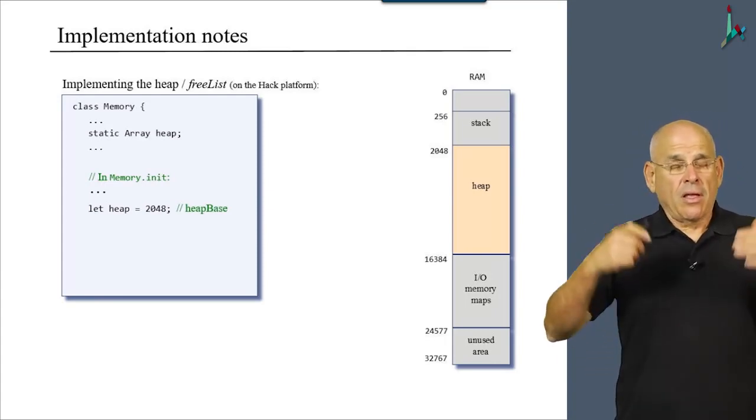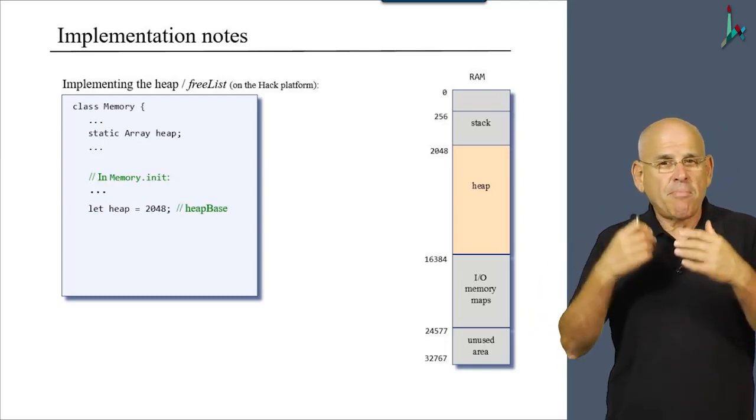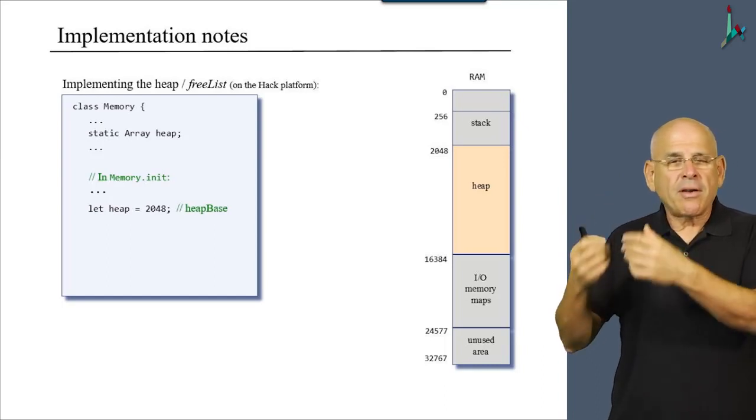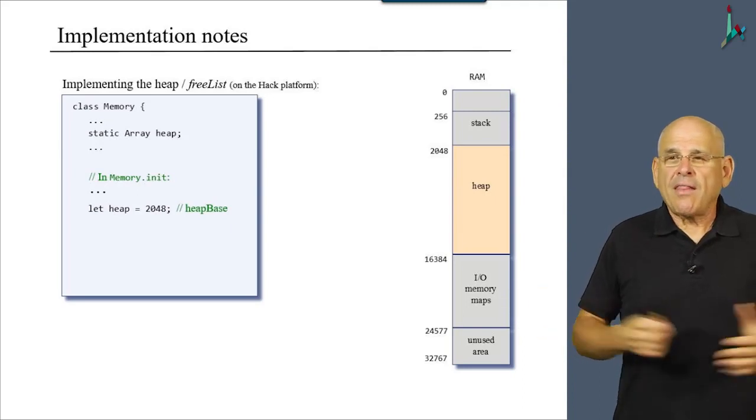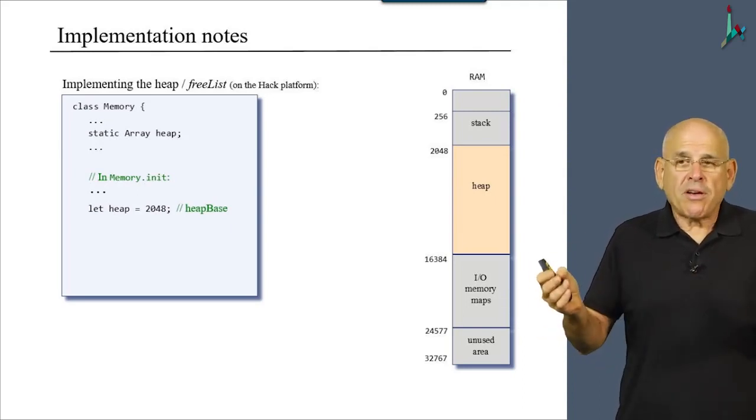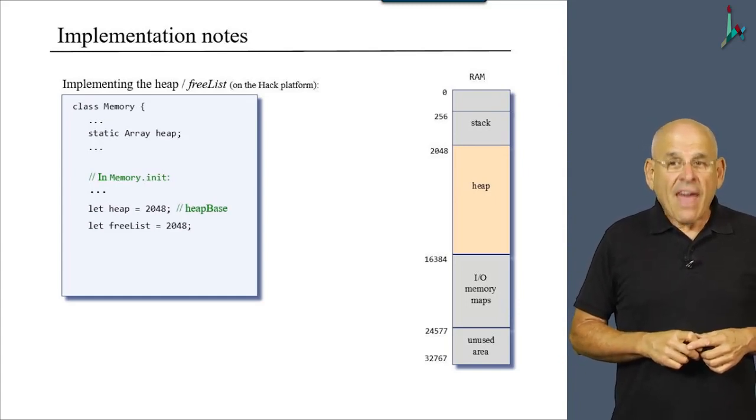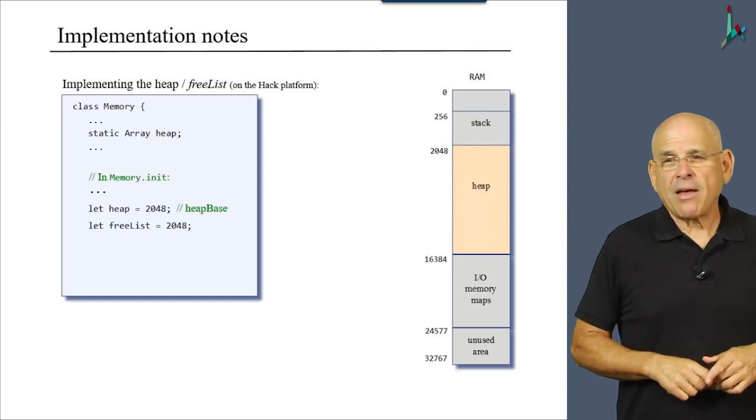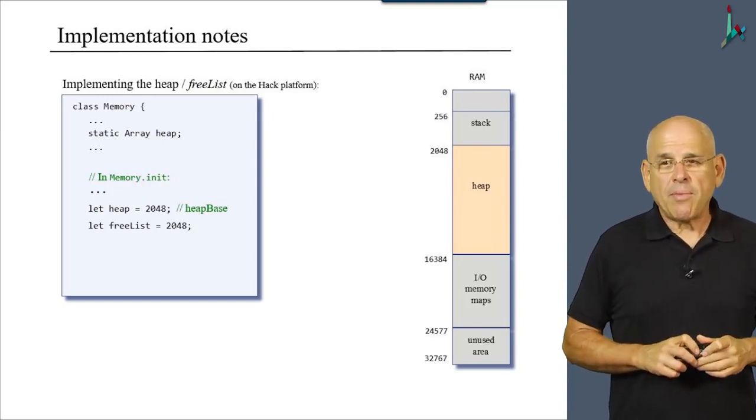First of all, you set Heap, which is the base address of this array, to the agreed upon base address of the heap, which is a convention that in the Hack computer happens to be 2048. Then you set free list to this very same heap base. So at the beginning, the free list begins at the beginning.